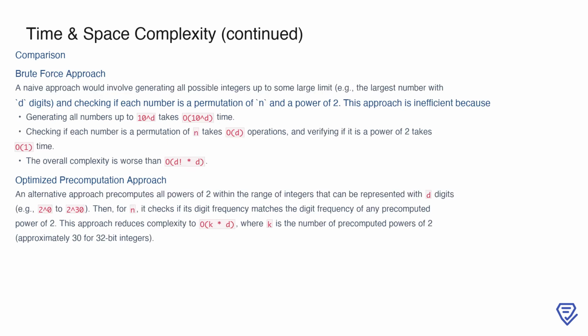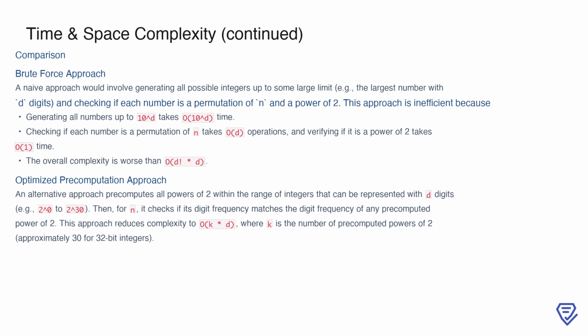Let's consider how this optimized approach compares to alternative methods. A brute force approach might attempt to generate all possible integers up to a certain limit, such as the largest number with d digits, and check each one to see if it is both a permutation of n and a power of 2. This would be extremely inefficient, as generating all numbers up to 10 to the power of d would take O(10^d) time. Additionally, verifying if each number is a permutation of n would take O(d) operations, and checking if it is a power of 2 would take O(1). The overall complexity in this case would be significantly worse than O(d! * d).